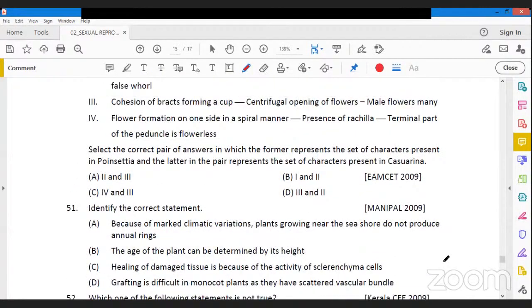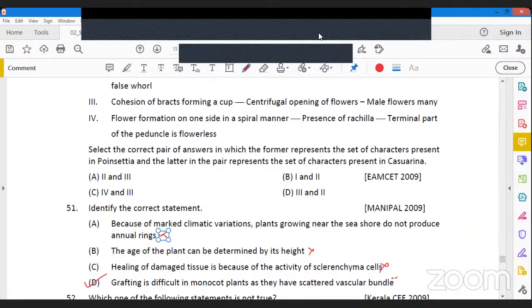Let's see the 51st. Identify the correct statement. Because of marked climatic variations, plants growing near the seashore do not produce annual rings. True. The age of the plant can be determined by its height. Wrong. Healing the damaged tissue, sclerenchyma cells. Wrong. Grafting is difficult in monocot as they have scattered vascular bundles. True. Which is the correct statement among these? It is D. So in monocots we are not able to do any type of grafting.